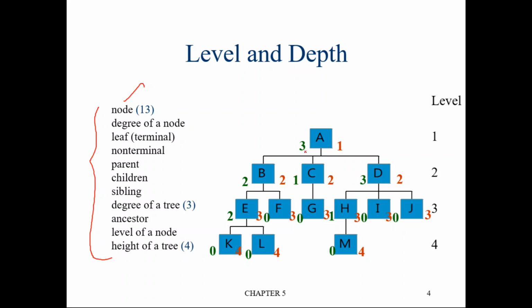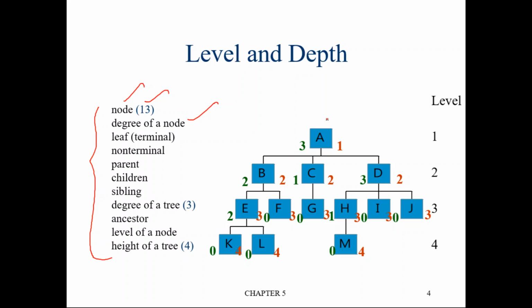If you count 1, 2, 3, 4, 5, 6, 7, 8, 9, 10, 11, 12, 13, there are 13 nodes. Then what is the degree of a node? The degree of a node is the number of subtrees a particular node has. Degree of a node represents the number of subtrees that node has.